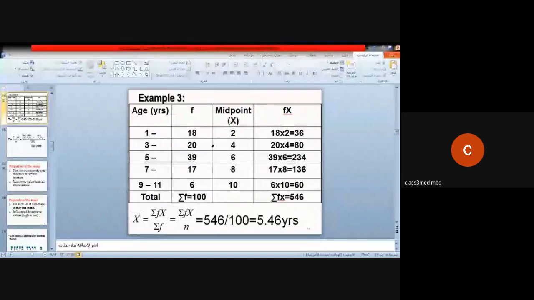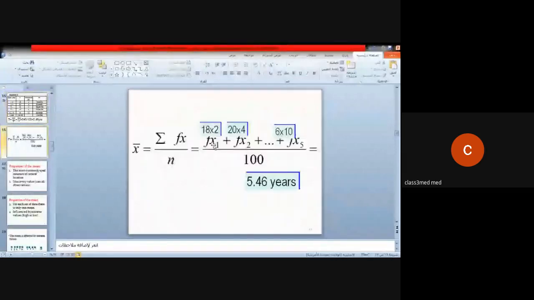The sample size is 100, and we got the mean age of these children, it is 5.46 years. And this is the calculation, summation of fx divided by n. So it came just to show how it was calculated.